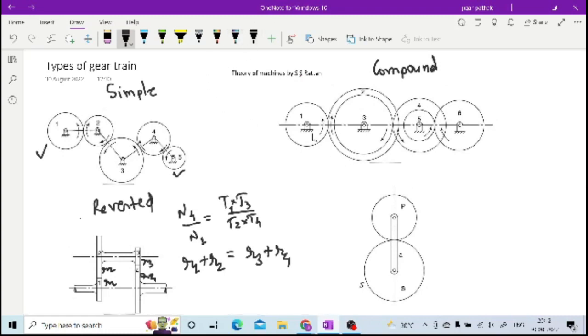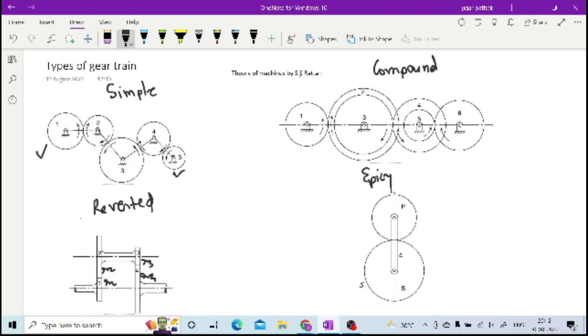Now the last one is the epicyclic gear train. This one is the epicyclic gear train. For this we are going to use a tabular method in order to get an idea about the different values or different speeds of the different components of this epicyclic gear train.